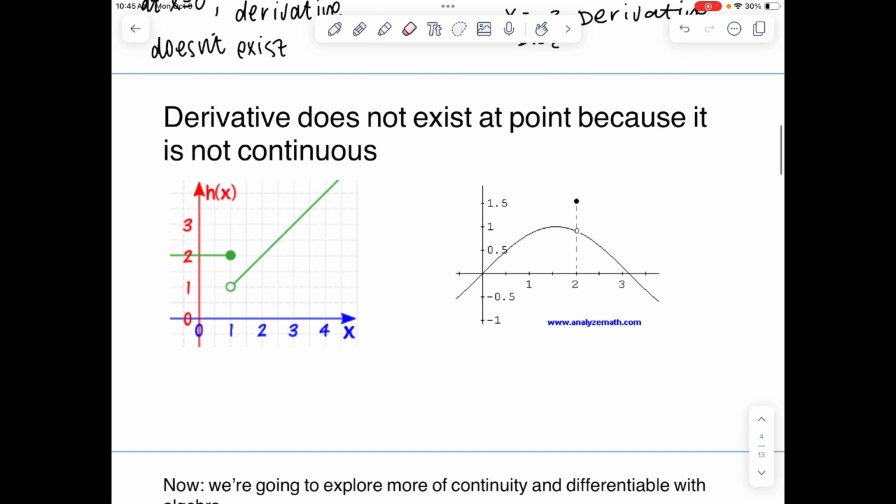The last one is the derivative does not exist at a point because it's not continuous. So the derivative doesn't exist at x equals 1. There's a jump discontinuity.